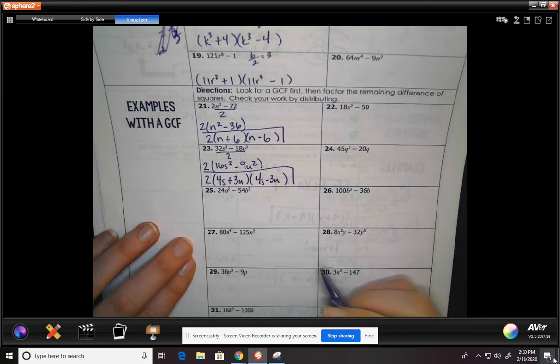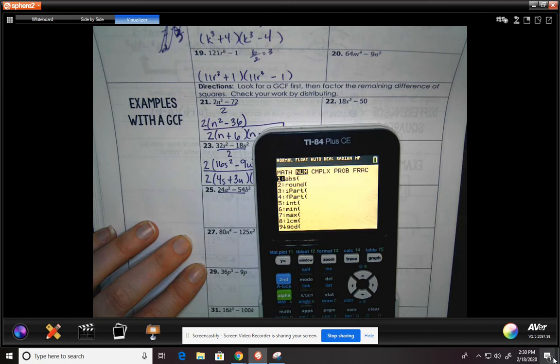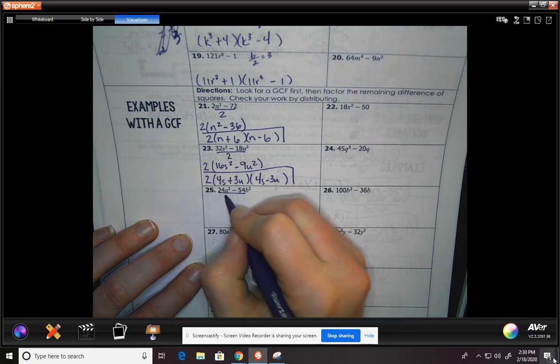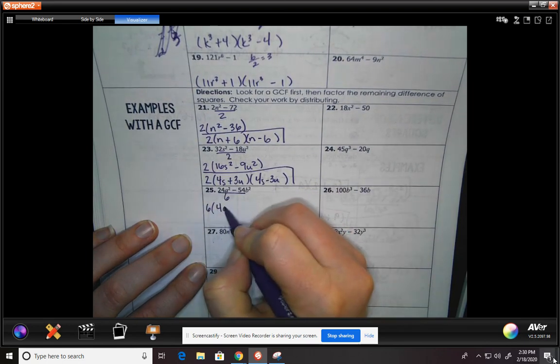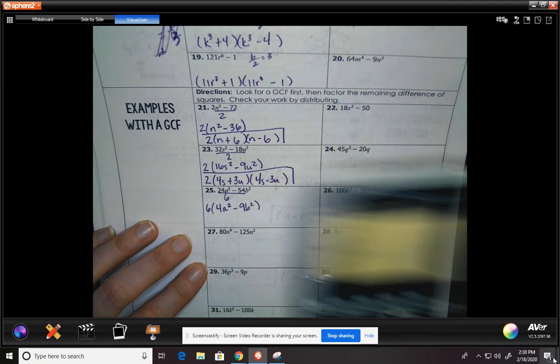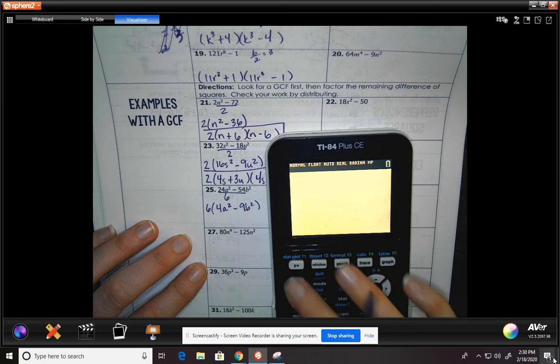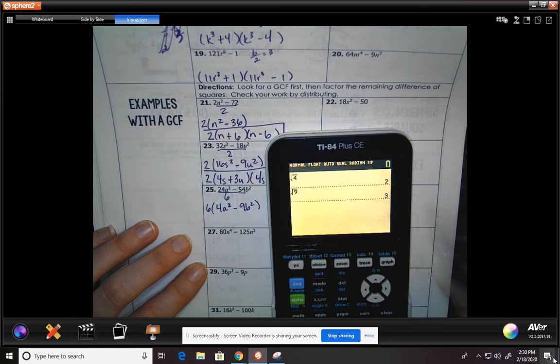Okay, for 25, I'm going to see what I can divide out. So I'm going to go math over to number, hit 9, 24, 54. I can take a 6 out. When I divide by 6, this gives me 4a squared, and this gives me negative 9b squared. Now I check to see if those are perfect squares. So the square root of 4 and the square root of 9, both are perfect squares.